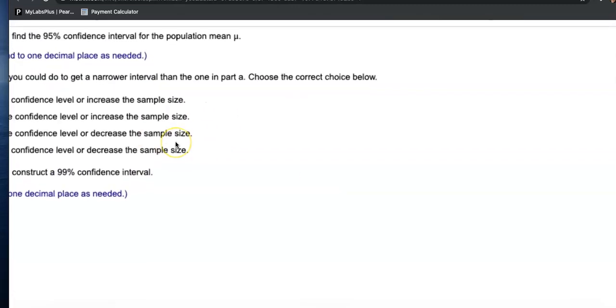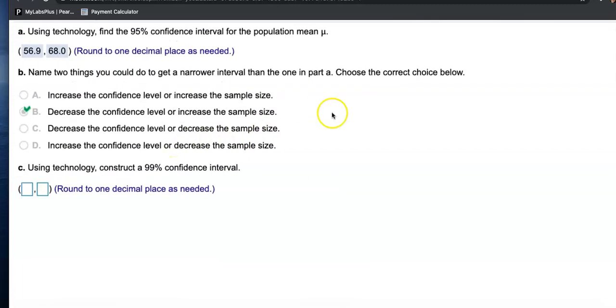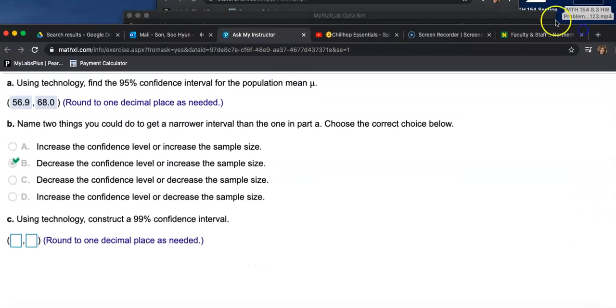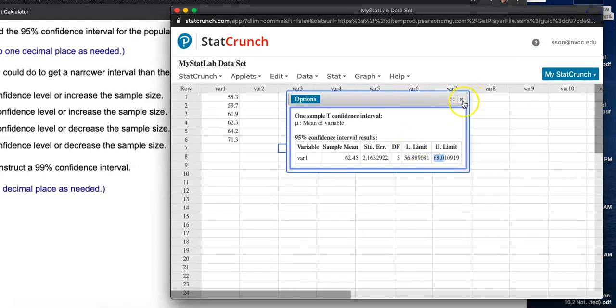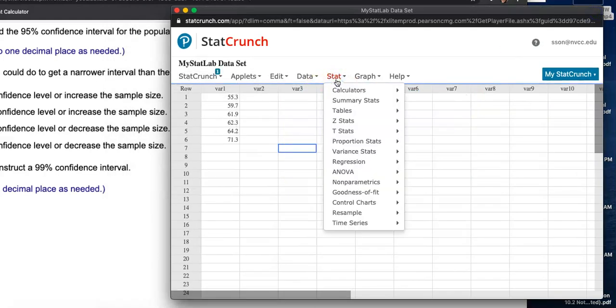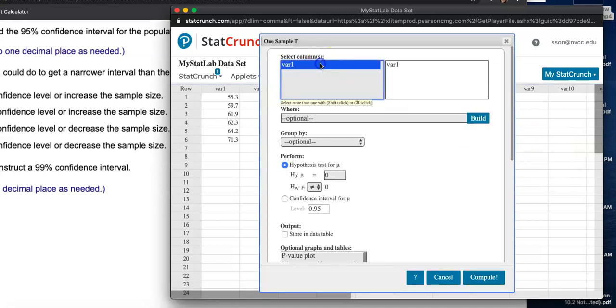Okay, using technology, construct a 99% confidence interval. Let's do that. Okay, got my StatCrunch open right here. This time I'm just going to go back and do the same thing: T stat, one sample with data, but this time you want to construct a 99% confidence interval. So just change the level to 0.99.